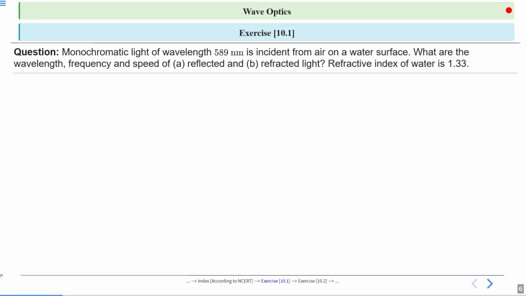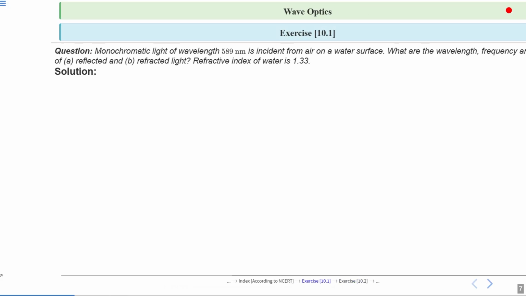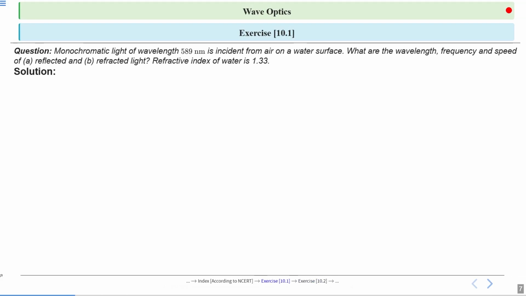So our first question: the problem asks us to determine the wavelength, frequency and speed of both reflected and refracted light when monochromatic light of wavelength 589 nanometer is incident from air onto water. The refractive index of water is given as 1.33, which is crucial for solving the problem. Firstly, students, think about how we solve this problem from the given data. We'll be looking at how the properties of light change when it reflects and refracts.